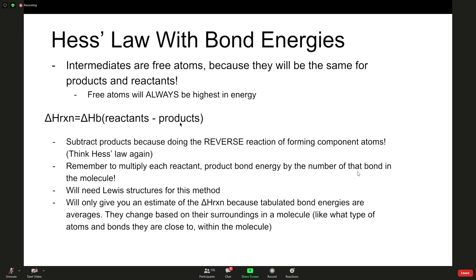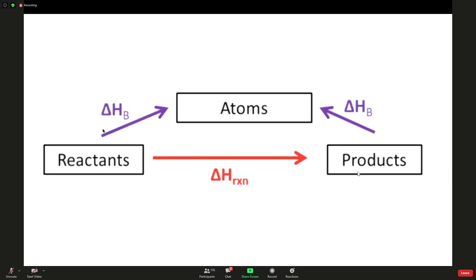In the next slide, this explains the formula for the bond energy method, but it's the same idea as Hess's law. You're always going to go from reactants to atoms to products. The definition of bond energies is how much energy is in each bond, so you're breaking all the bonds in the reactants into the component atoms, and you're breaking all the bonds in the products into the component atoms, and finding how much total energy that would produce. In the case of going from reactants to intermediates, that's literally the reaction you're trying to find, so you just take that energy.